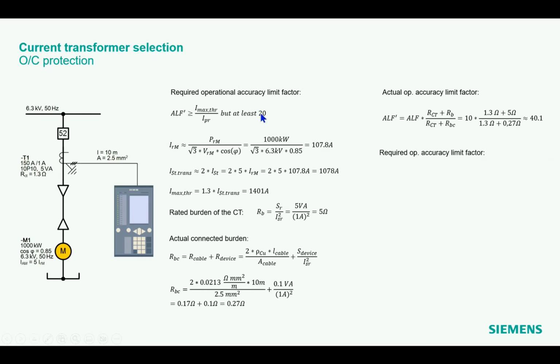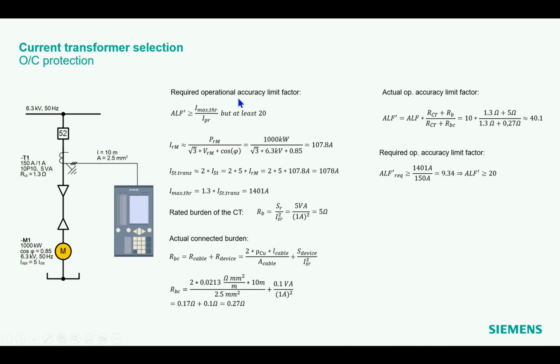Okay, but at least 20. So the required factor is at the end 20. So sorry, this is what we have. The required one is... I need to divide now my setting value here, the 1400 amps, by the 150 amps, the nominal current of the current transformer, and then we get 9.34. But it should be at least 20.